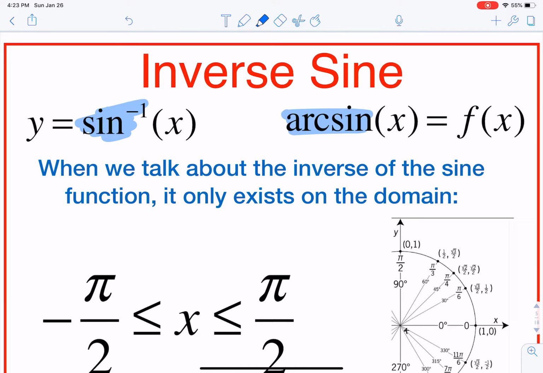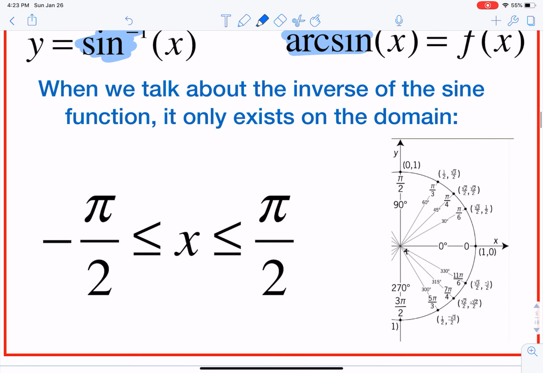So sine inverse and arc sine are the same thing, and they're both referring to the inverse of our sine function. So again, talking about this restricted domain, as we're looking here, and I'll sort of alter this unit circle, we're talking about negative pi over 2 to pi over 2. So instead of 5 pi over 3, we have negative pi over 3. Instead of 7 pi over 4, we have negative pi over 4. And 11 pi over 6, we have negative pi over 6. So we're going from negative pi over 2 to pi over 2.